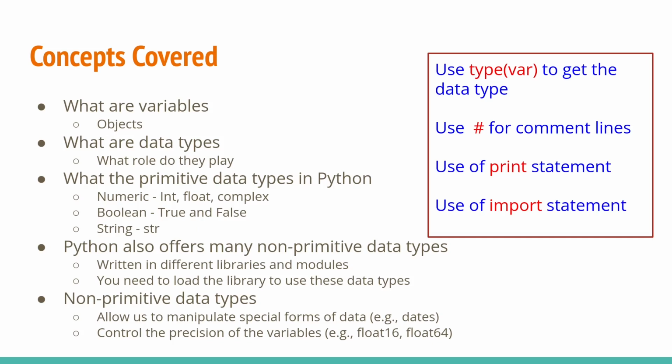So as part of this lecture, I also introduced several syntax. The most important one for me, at least, is the hash comment lines, because you need to document your code. We saw how to use the print statement to print out values of the variables onto your computer console, onto your screen. We looked at the import statement to import modules or libraries. And then we looked at a native function called type to get the data type associated with a variable.